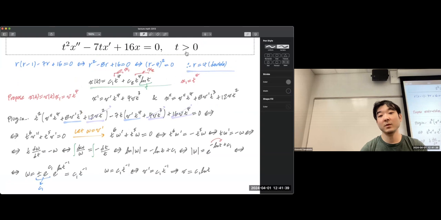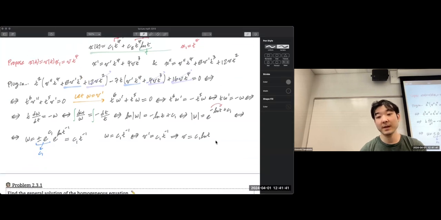Technically it's the absolute value of t, but we're only looking for t greater than 0. So we could write the absolute value plus a C2. There's always an integration constant that comes out of that. So that's our V that we were trying to find. And so this is our solution. We found the V that will force this to satisfy this differential equation.